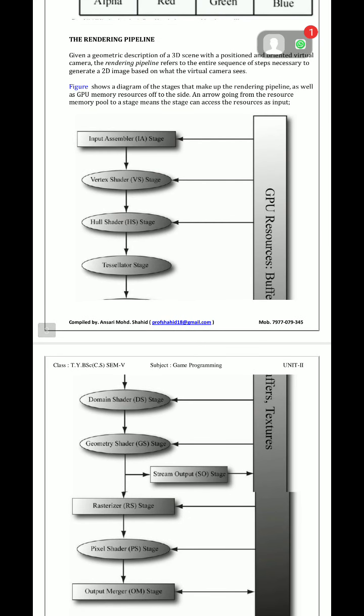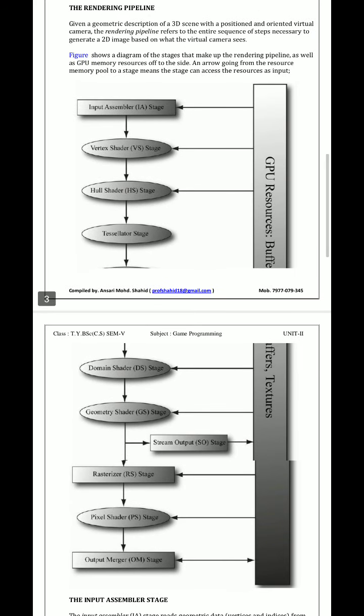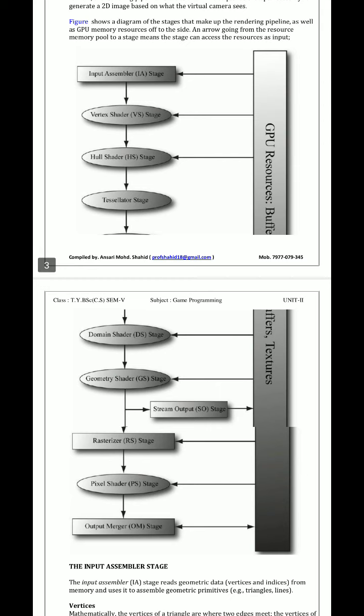Then you will have the input assembler, the vertex shader, the hull shader, the tessellator shader, the domain shader, the geometry shader, then stream output, the rasterizer, the pixel shader, and the output merger. All these work with GPU resources, buffers, and textures.